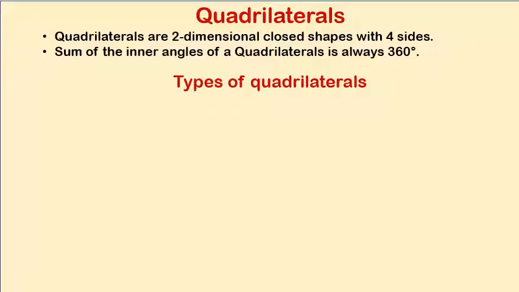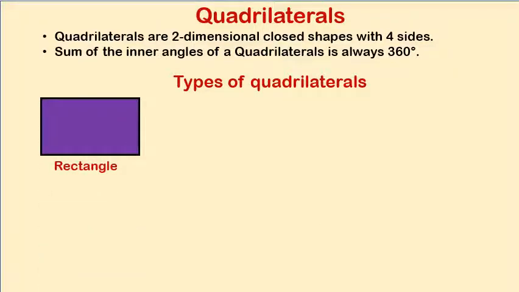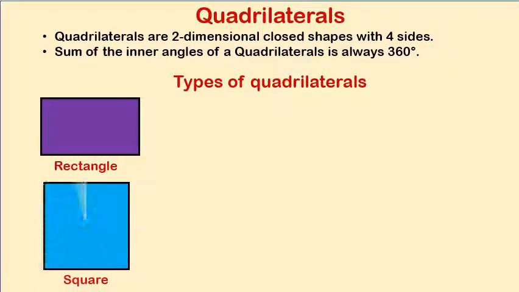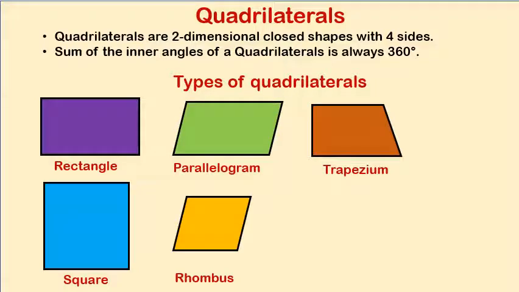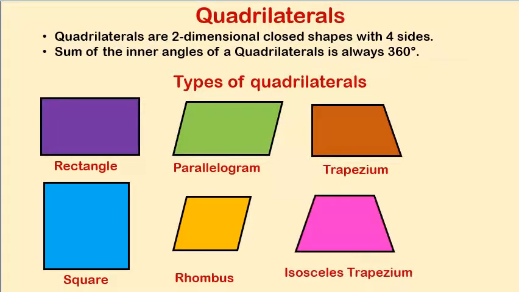Types of quadrilaterals: rectangle, square, parallelogram, rhombus, trapezium, isosceles trapezium, and kite. This lesson is based on the construction of these quadrilaterals. So we should clearly know the properties of these quadrilaterals. First of all, let us revise their properties.